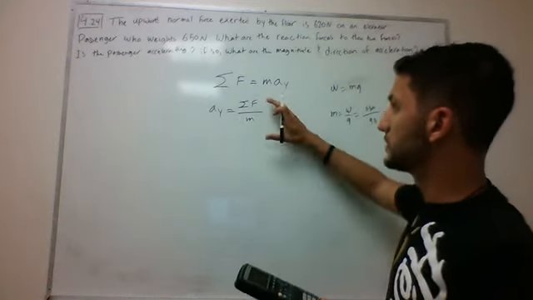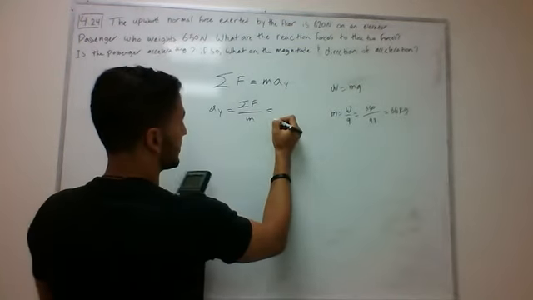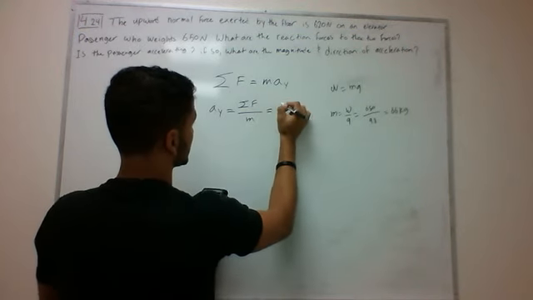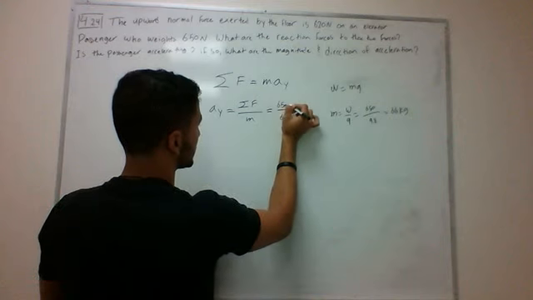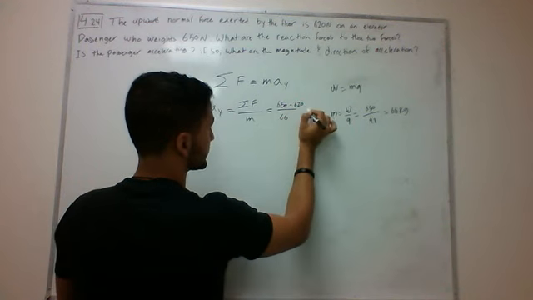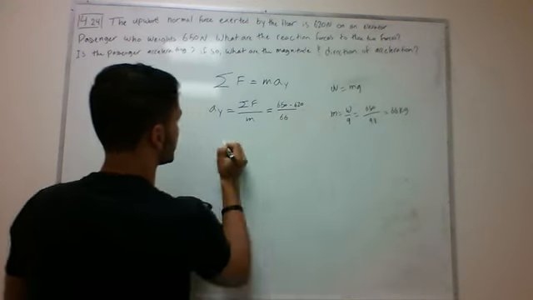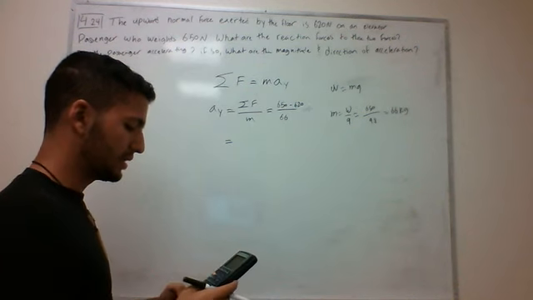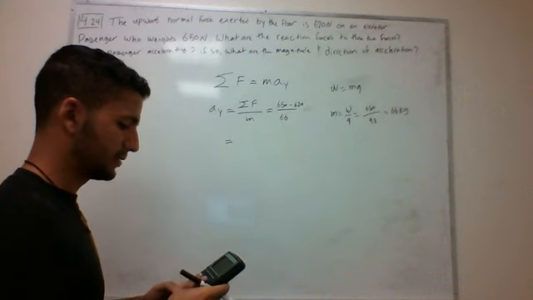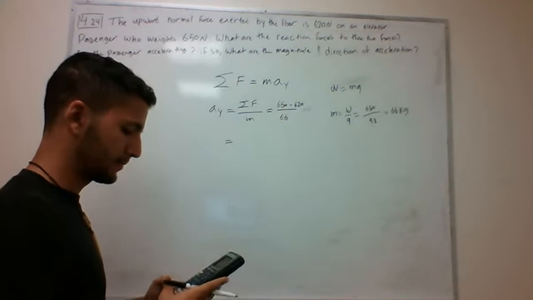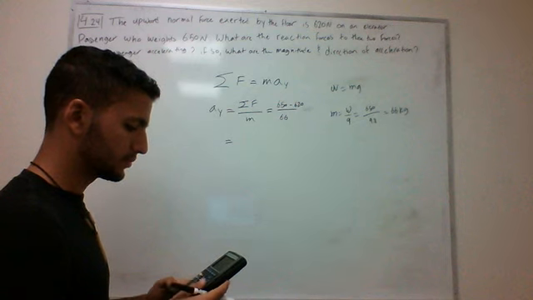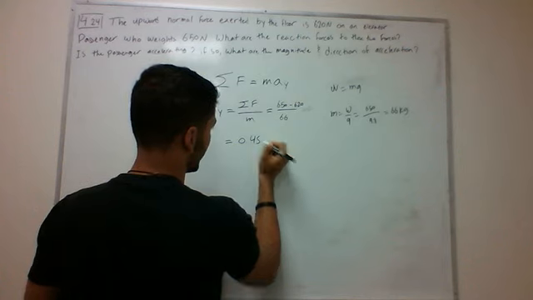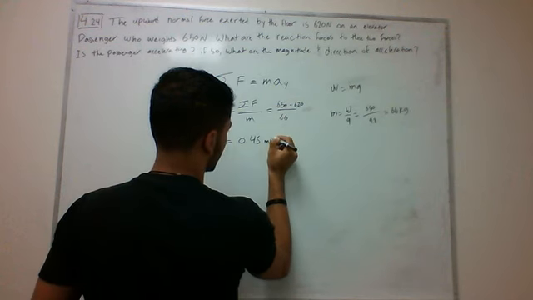So now we have the mass. We can plug in the sum of forces. So the mass is going to be 66. And we have the sum of all forces, 650 minus 620 is going to be equal to. So 650 minus 620 divided by 66. It's going to give us 0.45 meters per second squared.